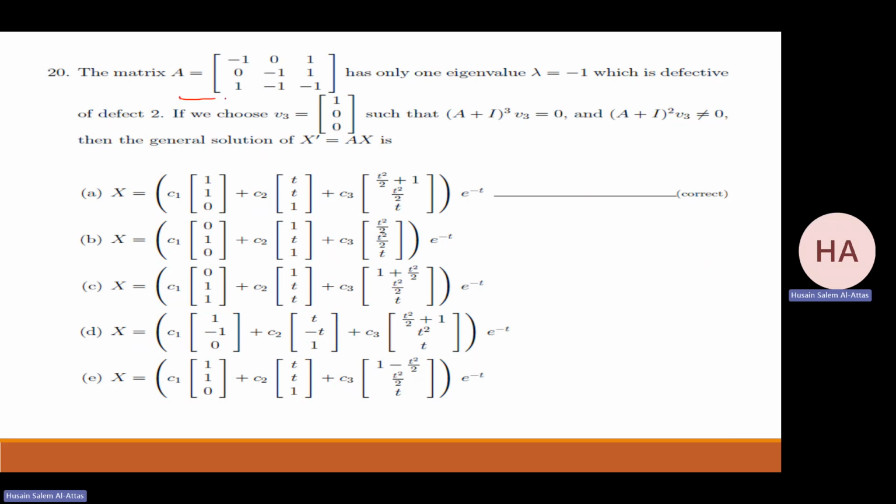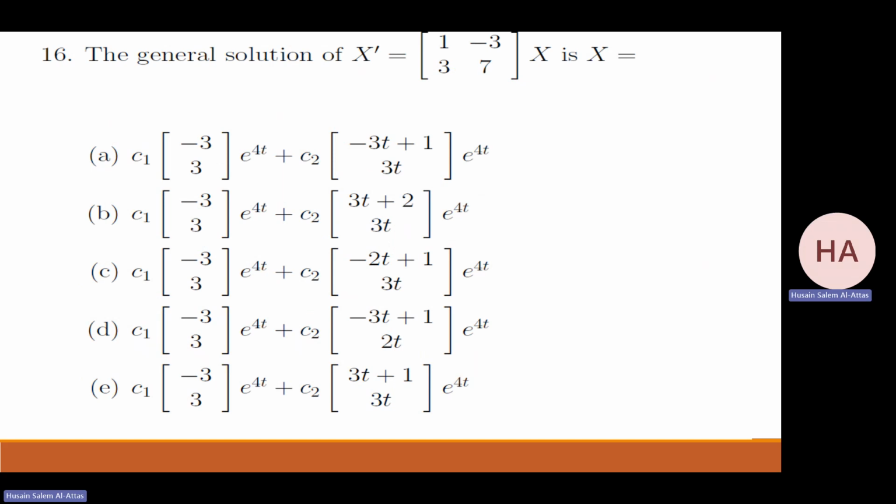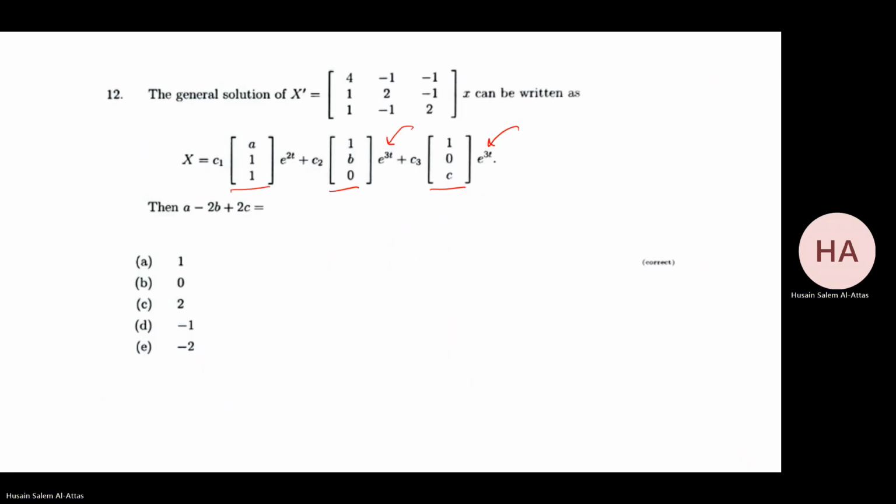He gave you a 3 by 3 matrix with only one eigenvalue, defective, the defect is 2. He will choose V3 for you. Now, for multiple choice questions, he must choose V3 for you. Why? Because otherwise, you cannot control the answer. Because if you put another V3, you will get a different answer, which is very complicated to be written as multiple choice questions. Okay, let's do the calculations here. See what will happen.